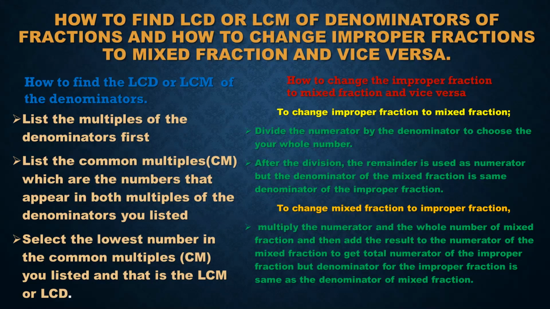The first thing you have to do is list the multiples of the denominators, or the multiples of the numbers that you want to find the LCD or the LCM of. Multiples have no end, so you can list the first 10 or the first 11 or the first 12. That is okay. You list the first 10 or the first 12 multiples of each of the numbers given, or of each of the denominators.